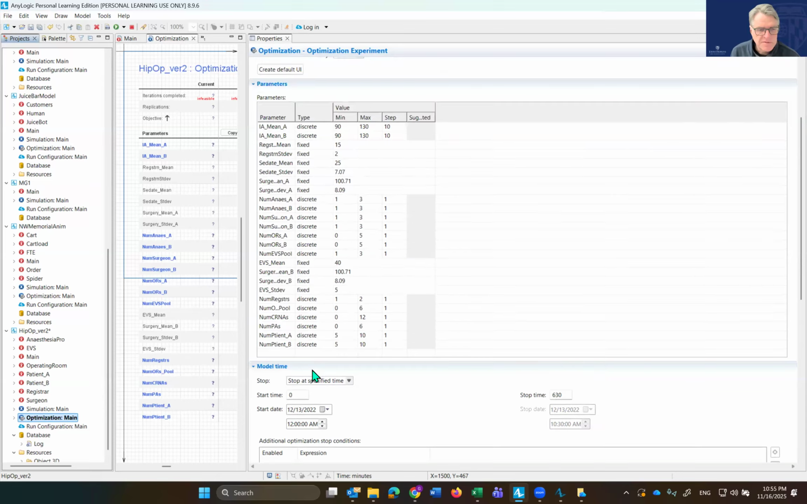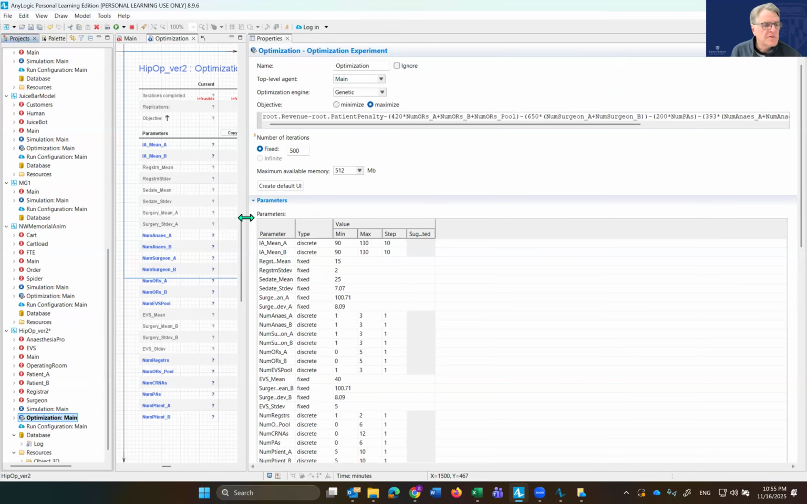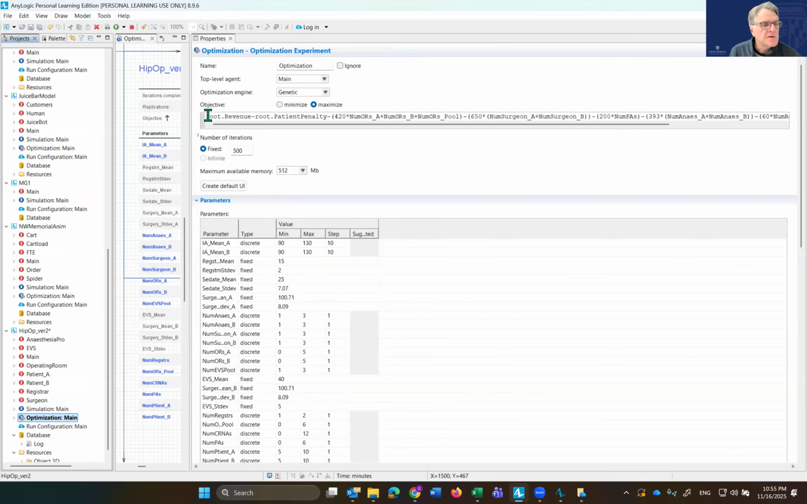All right, so now this objective function, how does that go? So look, this one is the revenue. What we're doing there is we're operating 200 days a year.